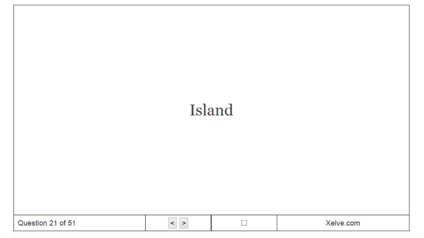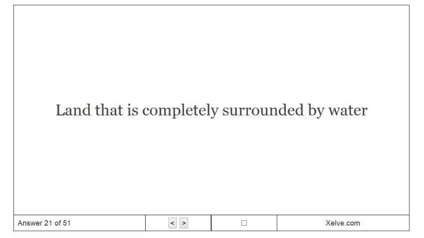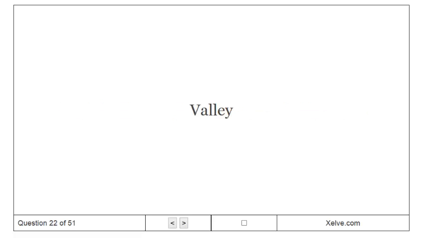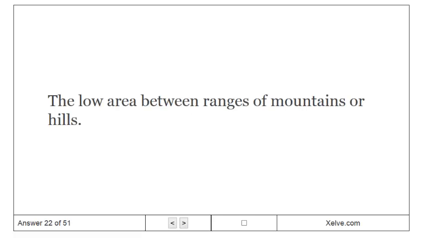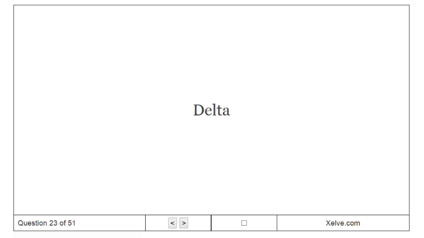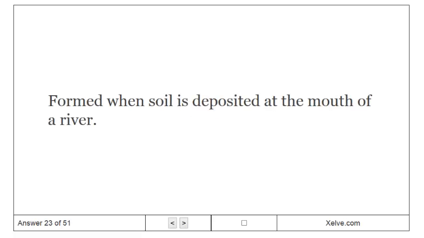Island. Land that is completely surrounded by water. Valley. The low area between ranges of mountains or hills. Delta, formed when soil is deposited at the mouth of a river.